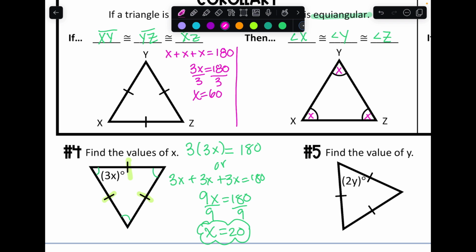Which tells me that every angle in an equilateral triangle is equal to 60 degrees. So let's use that information to solve for number 5.